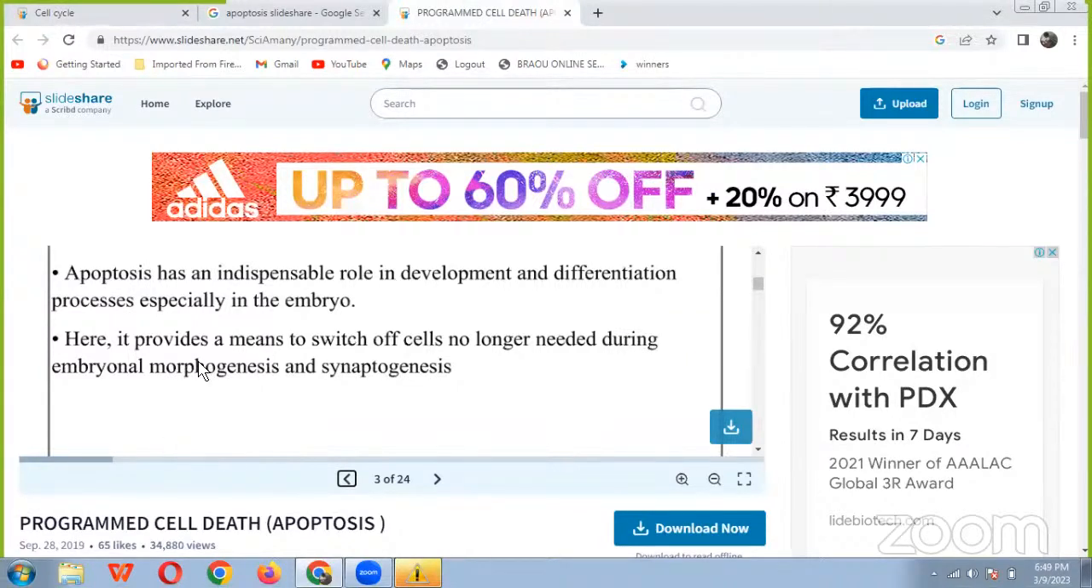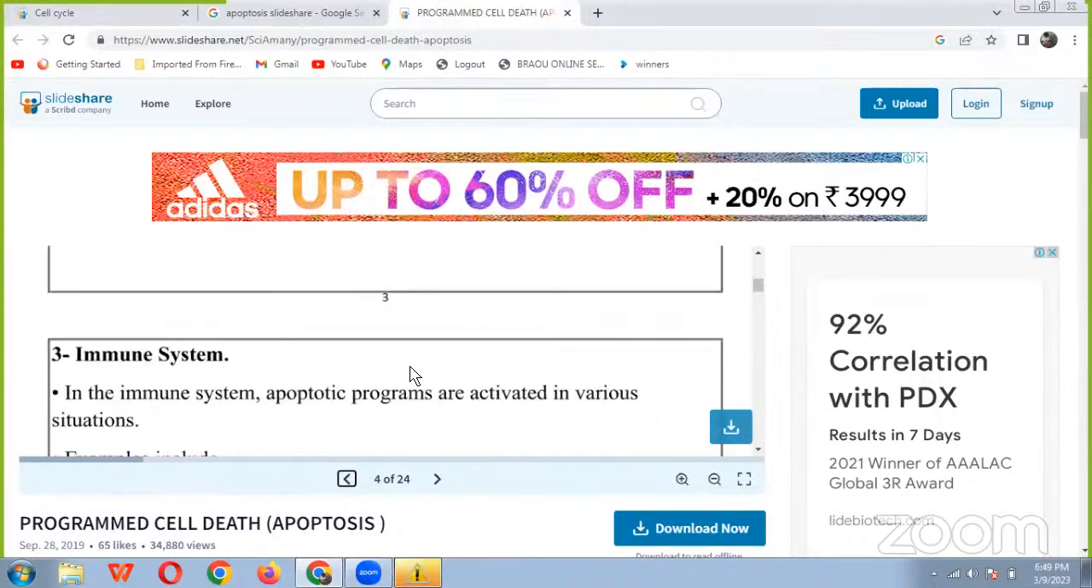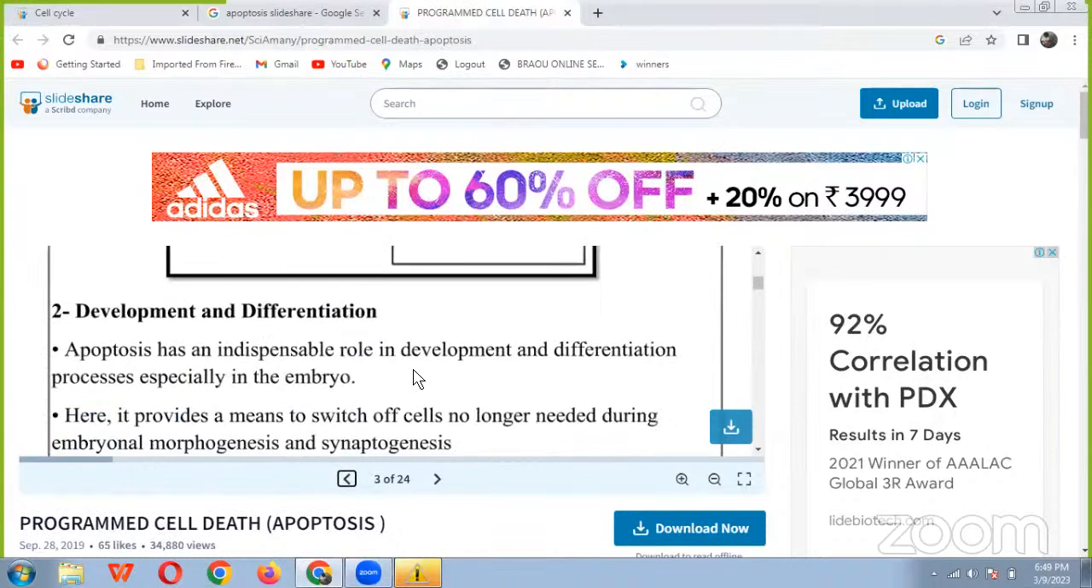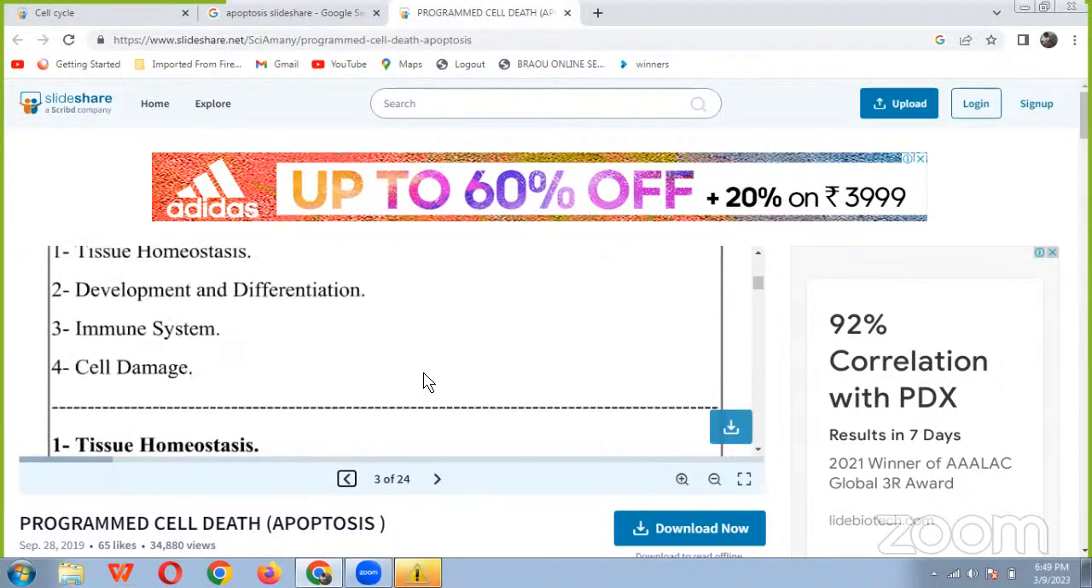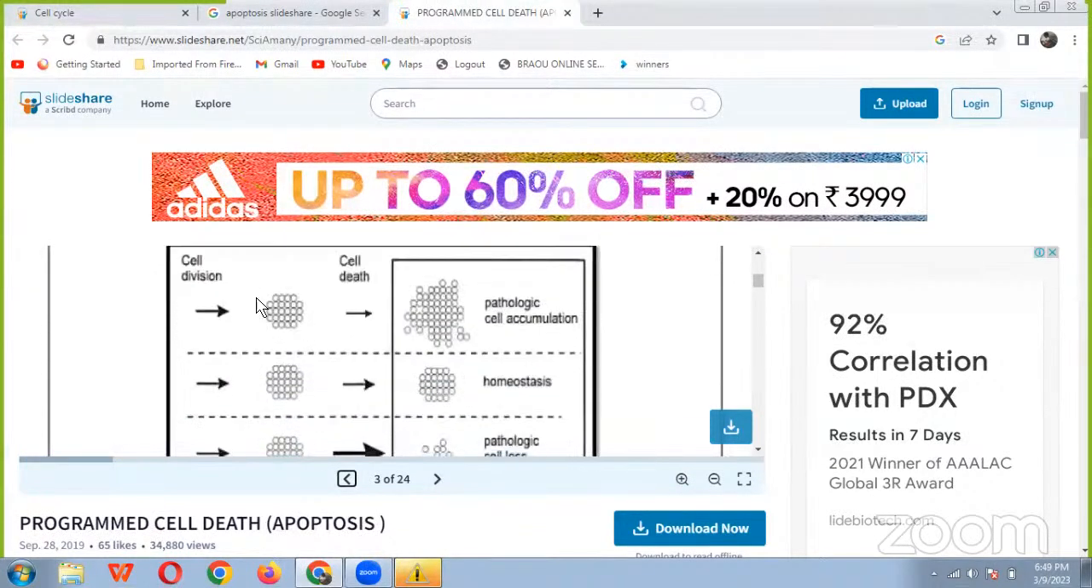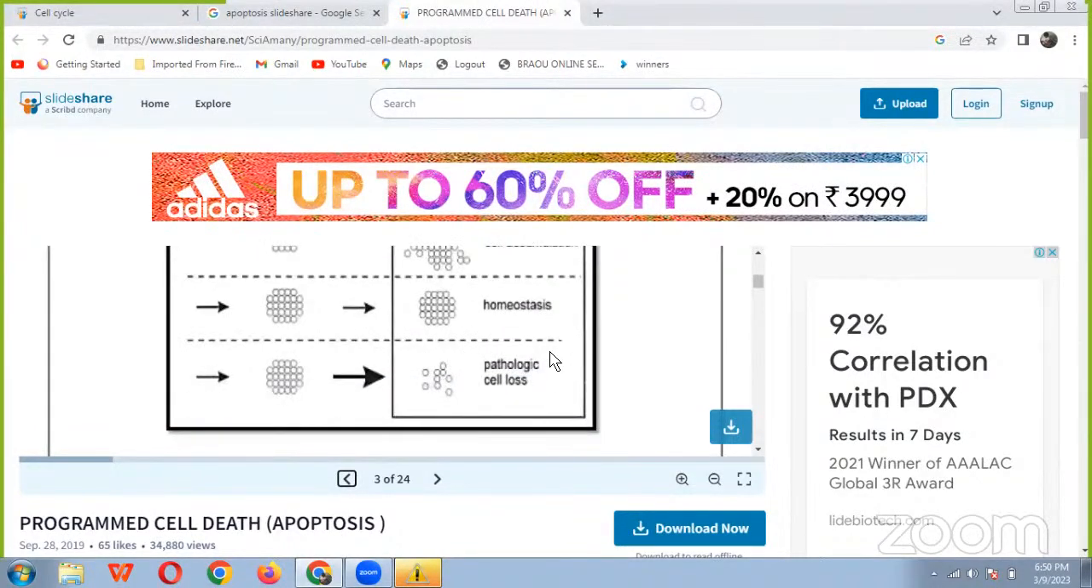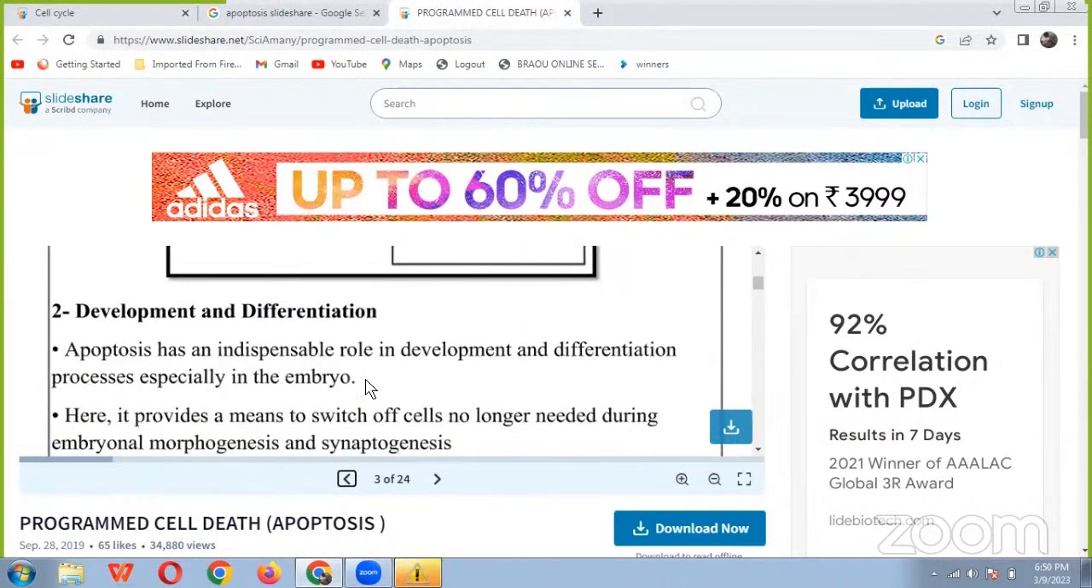Okay. See, this one is development and differentiation. The next one, tissue homeostasis. They can form through cell division and cell death. PCD is also called cell death. Pathogenic cell accumulation. Next one, status. They can form the homeostasis. Next one is pathogenic cell loss.